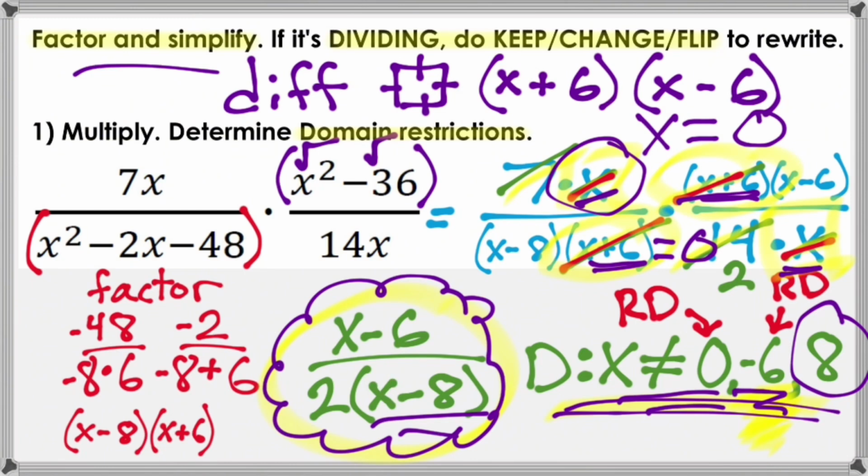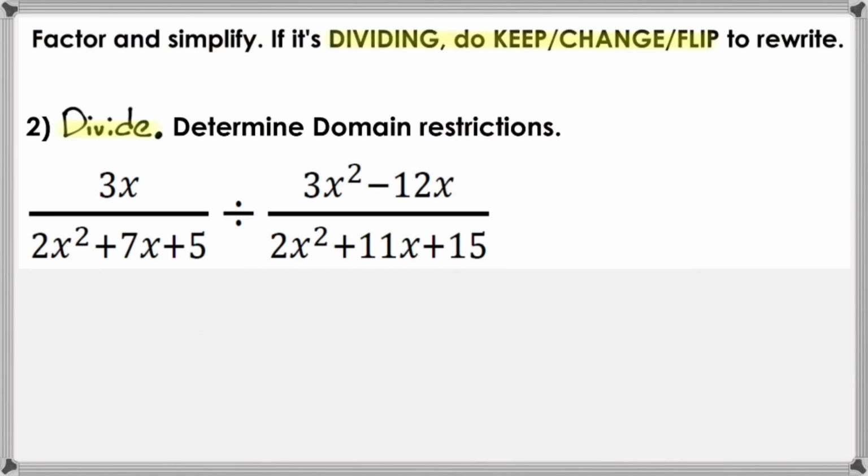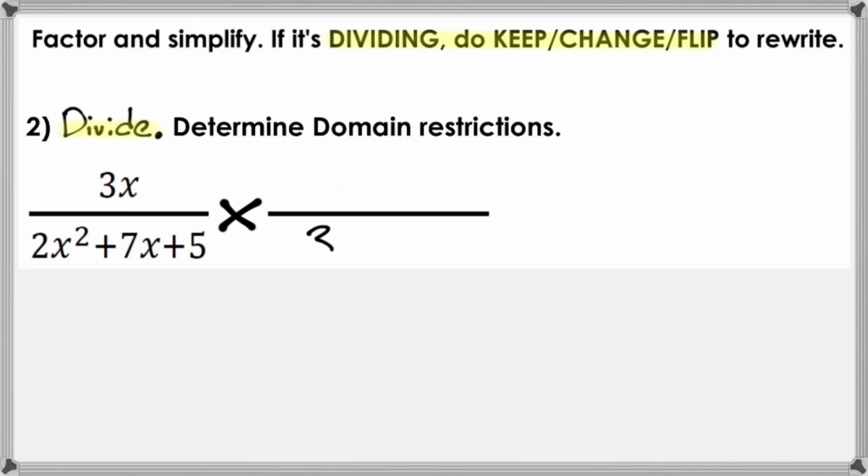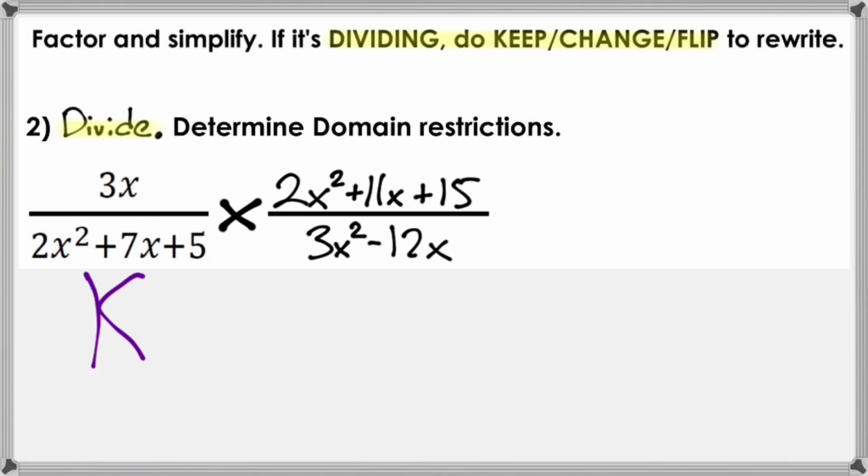Let's do the next problem with a little bit of division, which is going to start off with a little bit of keep, change, flip in order to rewrite the problem. Notice how what we have here currently has a division sign. We're going to start by changing that division to multiplication. We are then going to flip the second expression. And now we have done keep, change, flip. You keep the first expression the same. You change the division sign to multiplication. And then you flip the second expression and move on from there.